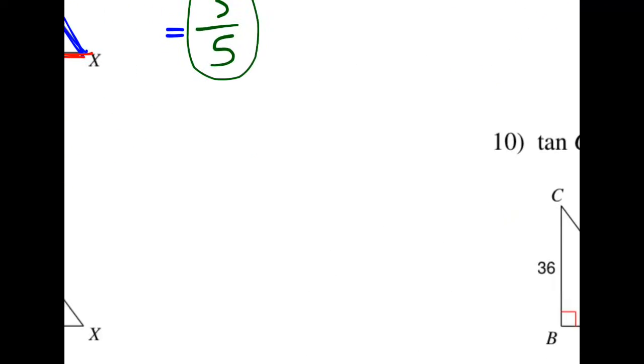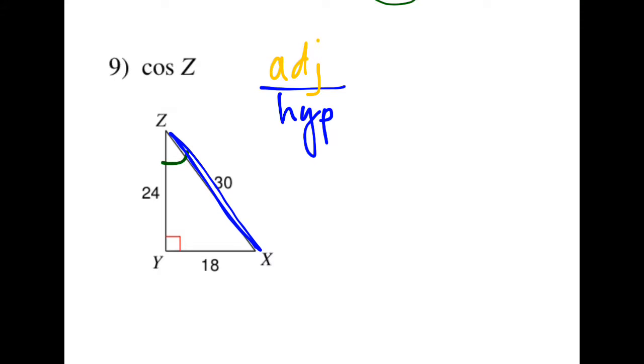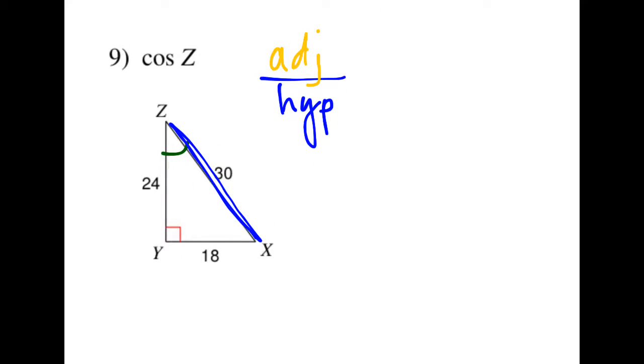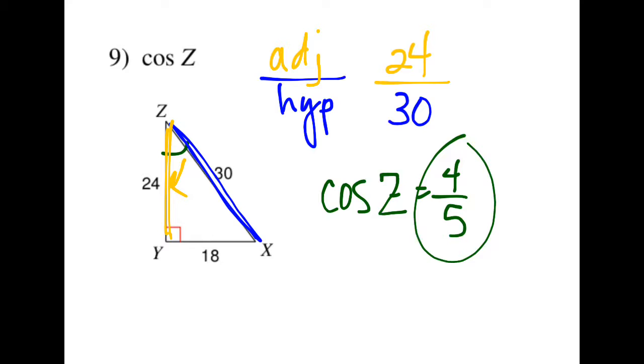All right, 2 more, and then we get to pull out our calculator here. Cosine of Z, here is my angle, angle Z. The cosine is going to use the hypotenuse, but you need to have the adjacent side as your numerator, and adjacent is the side that touches. 24/30, and I can simplify that, so the cosine of Z is equal to 4/5.